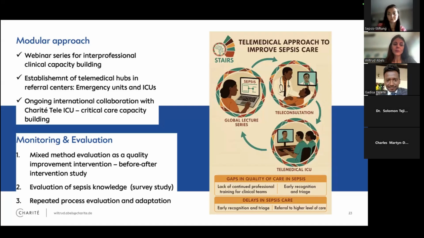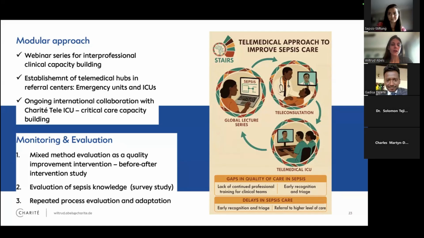The last element that I also highlighted before is that this is a pilot project, and we want to honestly look at it and ask ourselves, is this working? Is this worth it? So we came up with a monitoring and evaluation approach, and we're going to evaluate the establishment of the telemedicine in the referral hospitals and the secondary hospitals in a mixed method approach. And we're going to treat it as a quality improvement intervention and measure the quality of sepsis care before and after in an intervention study.